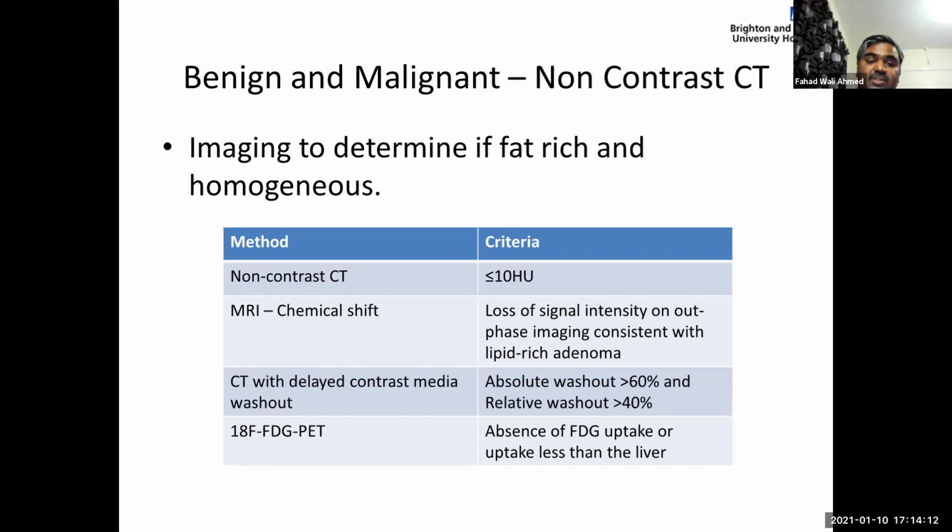We can also use MRI. We can use a chemical shift MRI, looking for loss of signal intensity to see if it's a lipid-rich or lipid-poor adenoma. In some cases, we use a CT scan with contrast, and we're looking for the washout of the contrast to see if they are lipid-rich or lipid-poor. If the absolute washout is more than 60%, and relative washout more than 40%, then these lesions are most likely an adenoma, which is benign. As I've mentioned before, we can use FDG PET, but we're usually looking for the absence of FDG uptake, to rule out metastasis or malignancy.